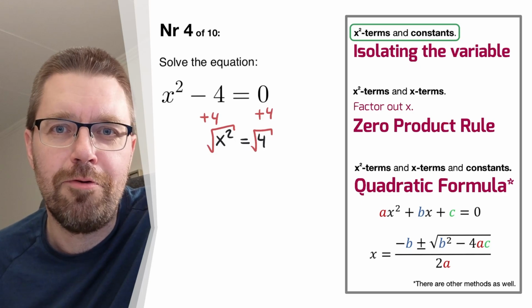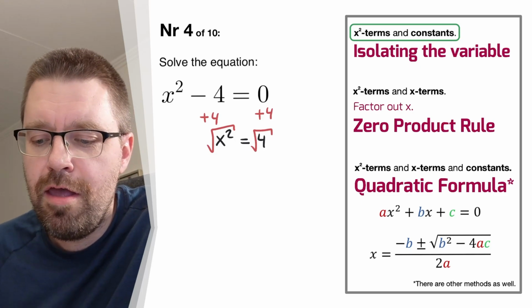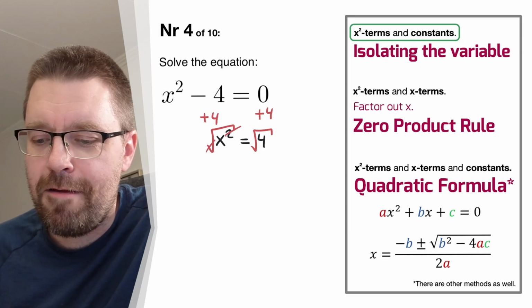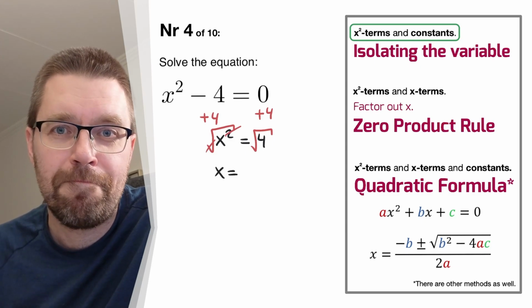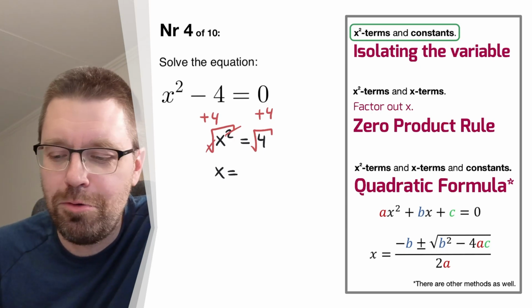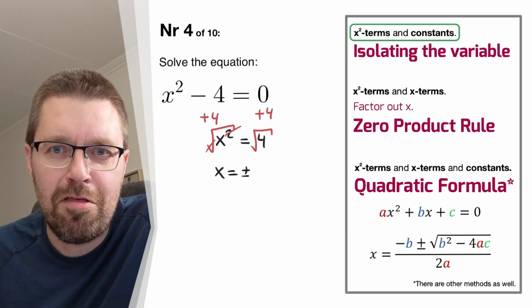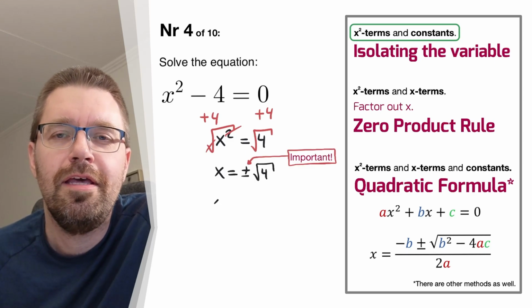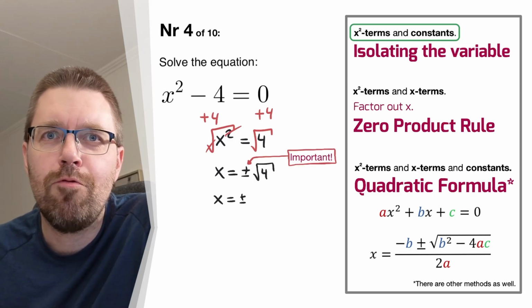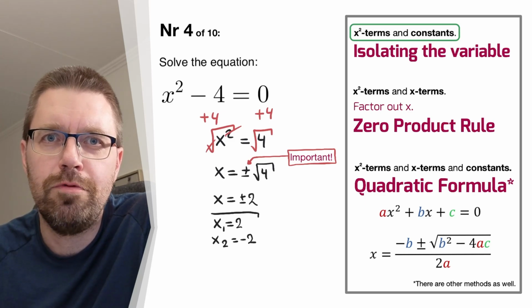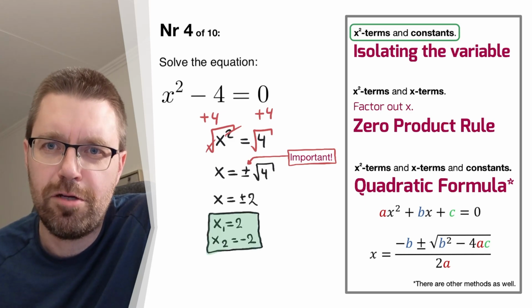It's the opposite of raising a number to the power of 2, of course. And then we cancel the square root and the exponent, and then we write x equals, and don't forget the plus minus sign, because there are two solutions here, so plus minus square root of 4. And of course you can write it as 2 at once. So x equals plus minus 2, we have our two solutions, x equals 2 and x equals minus 2.